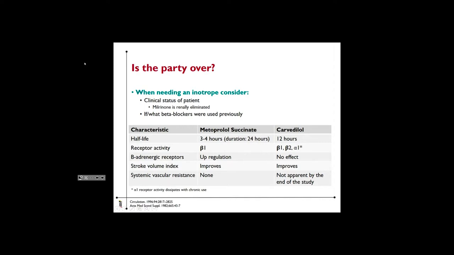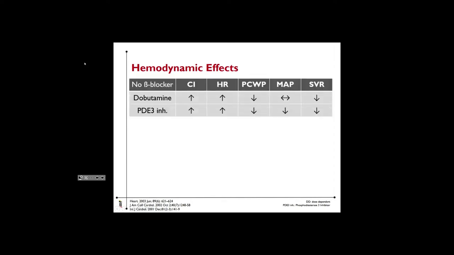However, in the beginning of the study at baseline, carvedilol did have an effect on systemic vascular resistance, only kind of going to that point of that alpha-1 blockade kind of gets lost over time. So the hemodynamic effects and how these beta blockers interact with our inotropes that I've kind of talked about already.